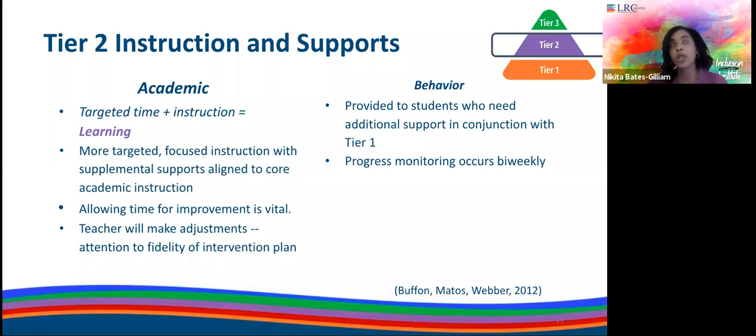And then when you're looking at behavior, you're going to consider providing students who need additional support using what you used in tier 1 in conjunction with tier 2 supports. And then again, progress monitoring here occurs bi-weekly when we're considering behavior interventions.